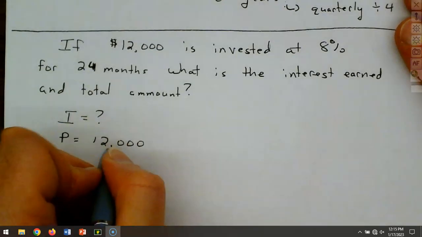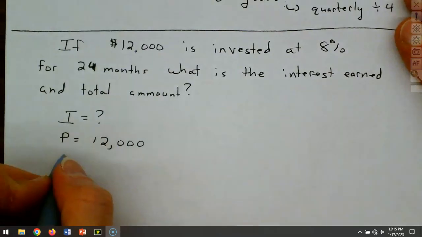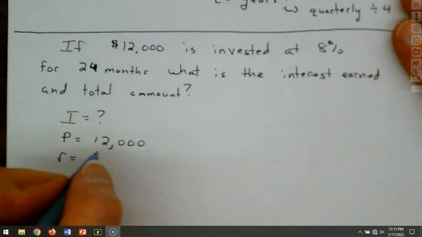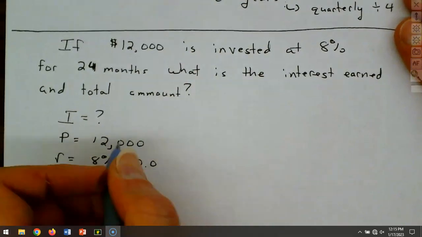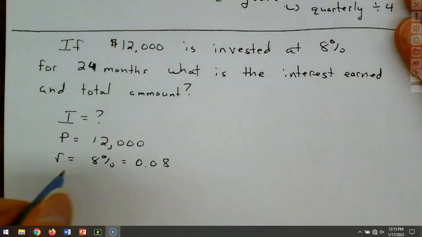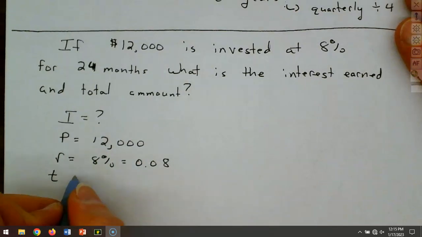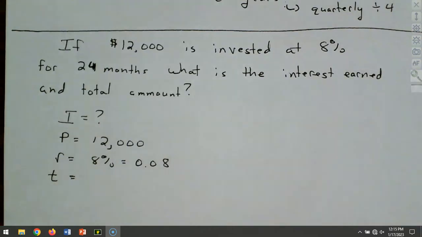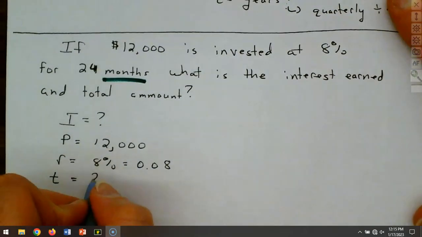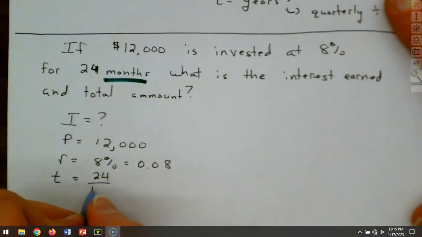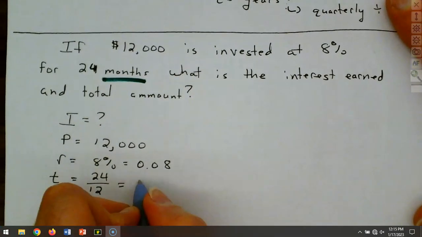We started with $12,000. We have an interest rate of 8%, and as a decimal, that's 0.08. And then we have a time, T. Now, we did not invest this for 24 years, did we? We invested it for what? 24 what? Months. So what do we need to do? We need to take this 24 and divide it by 12, and that gives you 2.